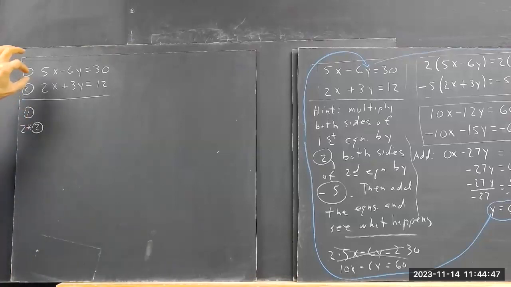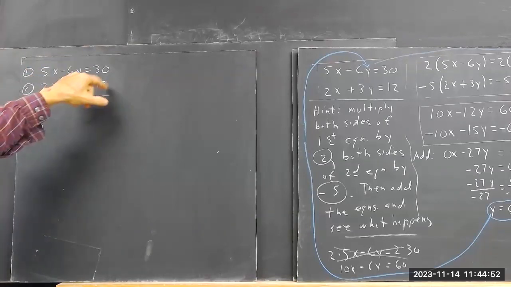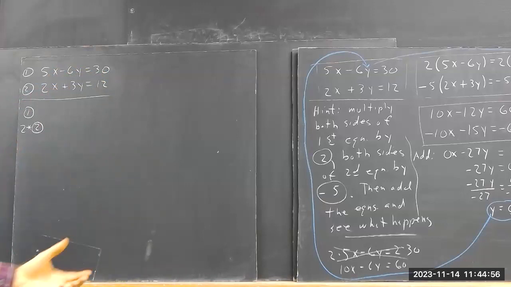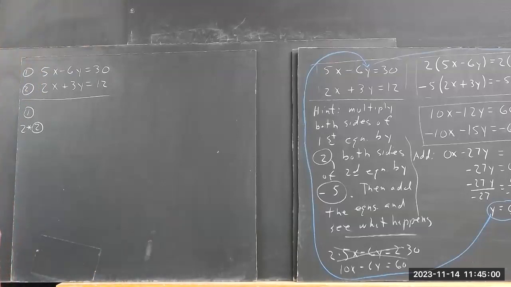Probably you ought to put a 2 here with parentheses around this and a 2 here with parentheses around this, to indicate and remind yourself that you're multiplying the whole side and you have to use the distributive law. I wouldn't skip that step at this point, although after you get used to what you're doing, maybe you can skip the step.